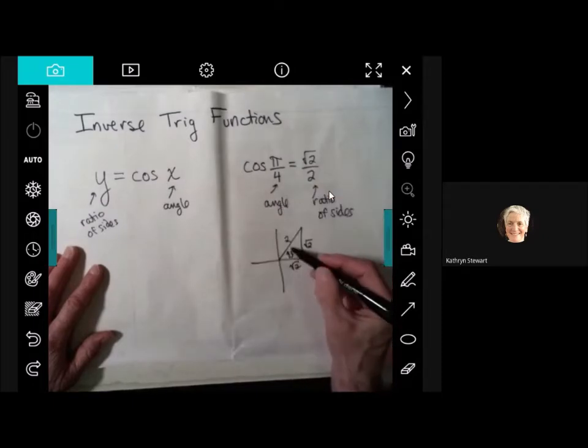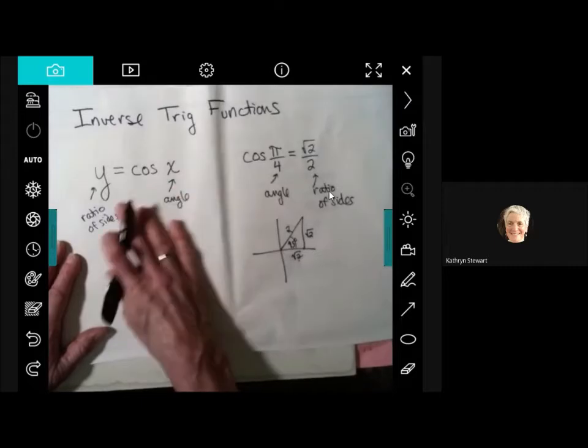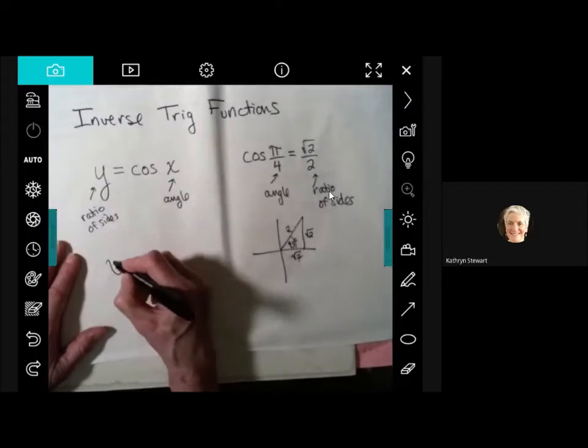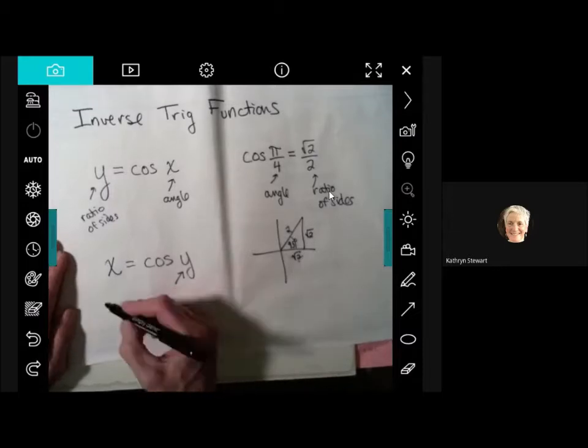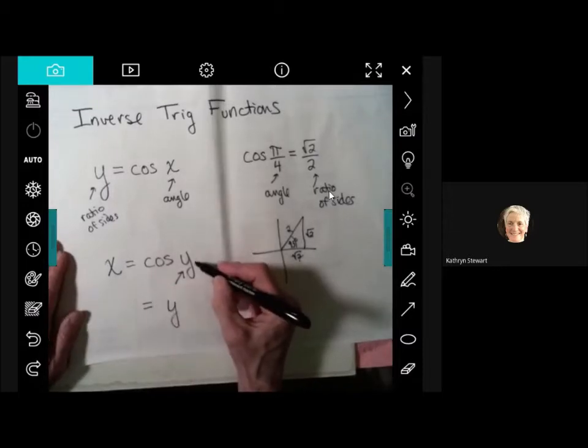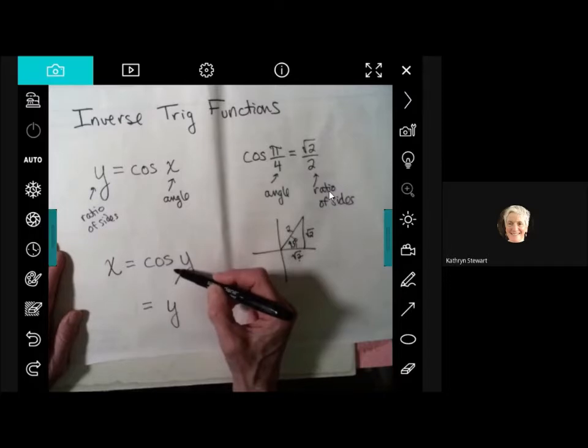Quick picture, here's my angle. Pi over 4, of course, is 45 degrees in degree land. Here's my ratio of sides, square root of 2 over 2. So in inverse, if I'm switching the x and the y, and then I solve for y, to get y by itself, I need to undo the cosine. Well, to undo any function, I do its inverse.